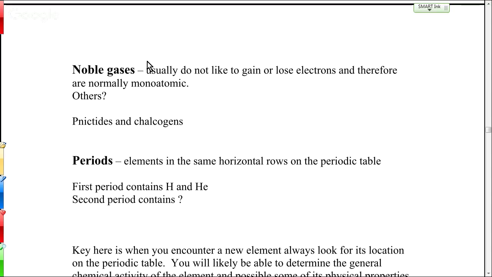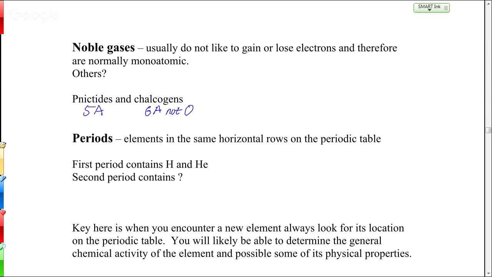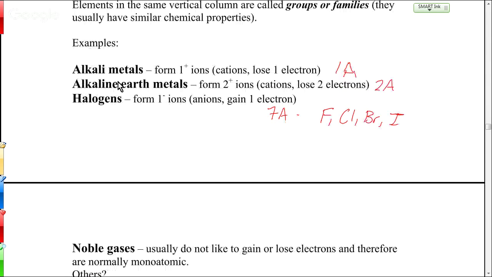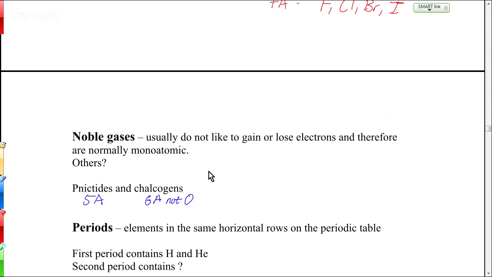6A and 5A. Actually, the opposite. So this one's 5A, and this was 6A, except generally not oxygen. Oxygen's not really put in that category, but sulfur, selenium, and tellurium. You don't need to know those names, but you should know these four for sure: alkali metals, alkaline earths, halogens, and noble gases.